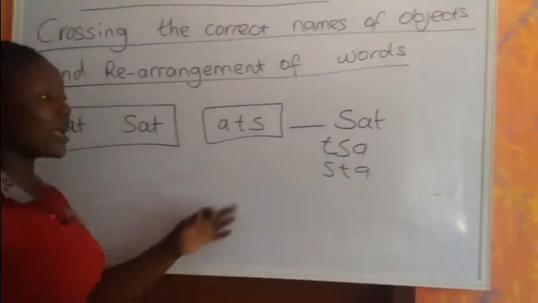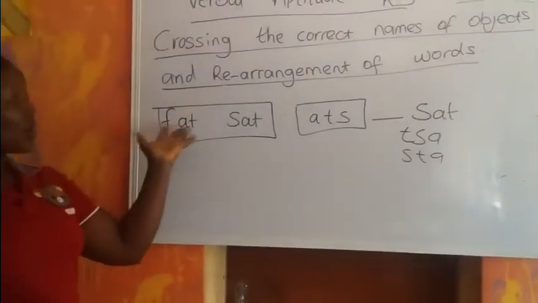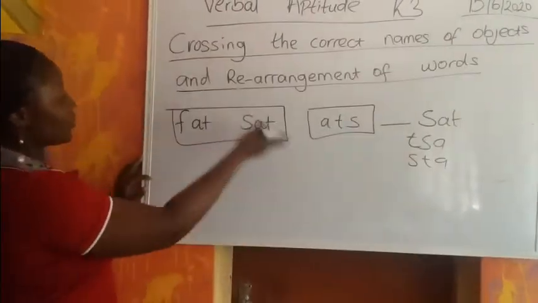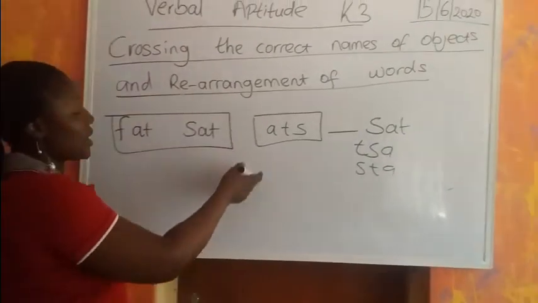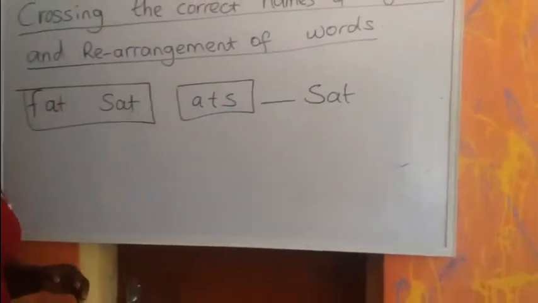You can't just say, okay, since here ATS is in the box, let's just say TSA or STA. It's not forming anything meaningful. That's why we are being given these options. When we bring these letters together, it's either it forms this word or this word. And the answer here is sat. That's why we have it here, sat.